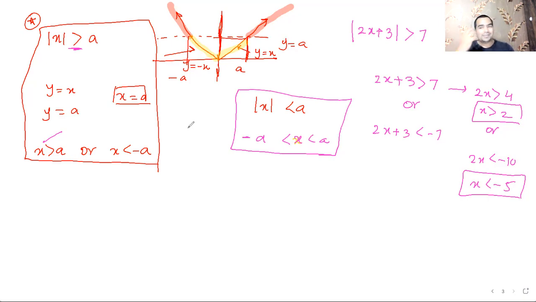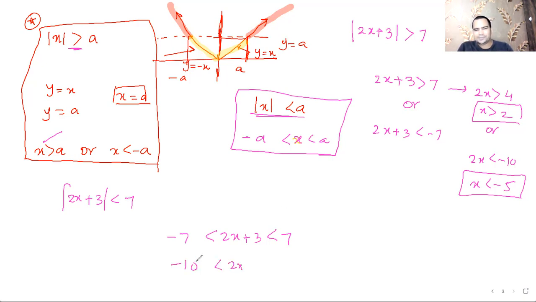Let us take one where it is less than. If I have absolute value of 2x plus 3 less than 7, that means whatever is inside the absolute value, which is 2x plus 3, must be between minus 7 and plus 7. After this, you just need to solve this inequality. I'm going to subtract 3 from each part, which gives negative 10 and 4. Then divide each by 2. So it will be negative 5, x, and positive 2. If my x is between negative 5 and positive 2, that is the correct answer.